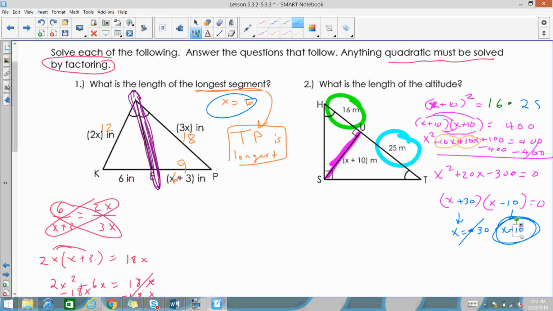When I put this in, the question says, what's the length of the altitude? I'm going to go 10 plus 10, so the altitude is 20 meters. And that's your answer. You have to make sure that you answer the question that's being asked. Again, quadratics must be solved using factoring.